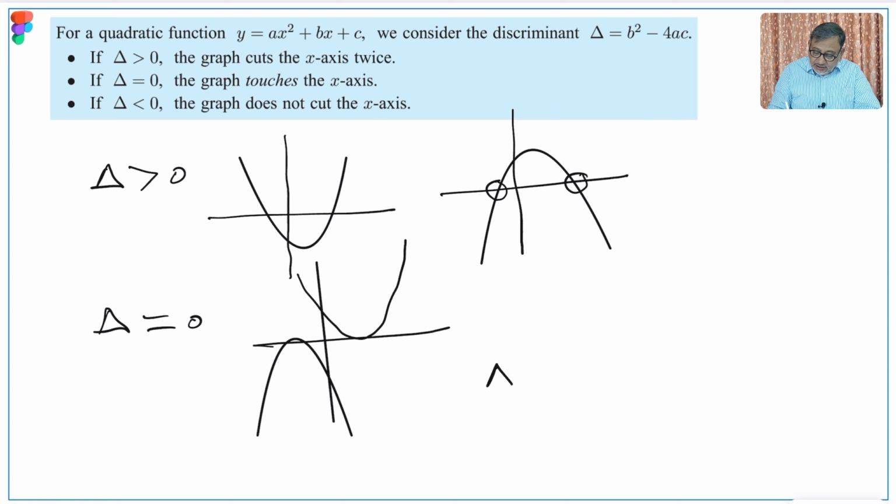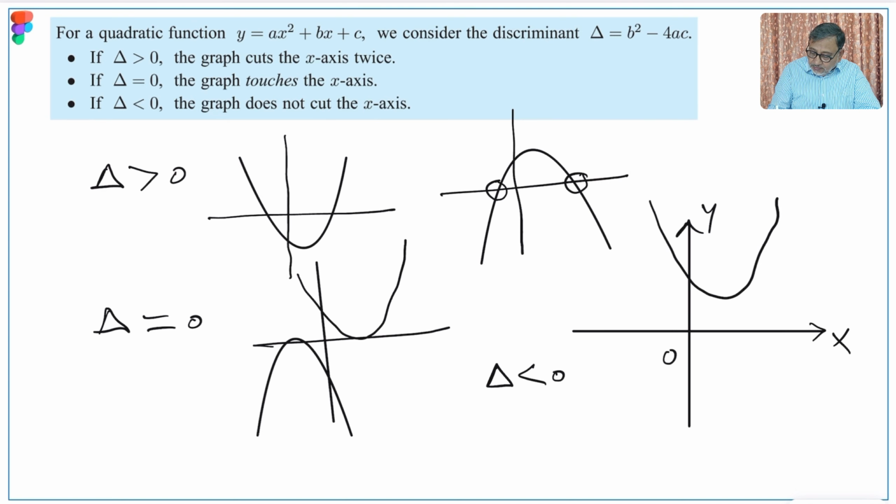Then when delta is less than 0, your graph will be something like this: x-axis, origin, y-axis, maybe above the x-axis, okay, or maybe below the x-axis, right? Because it will not touch the x-axis, right?